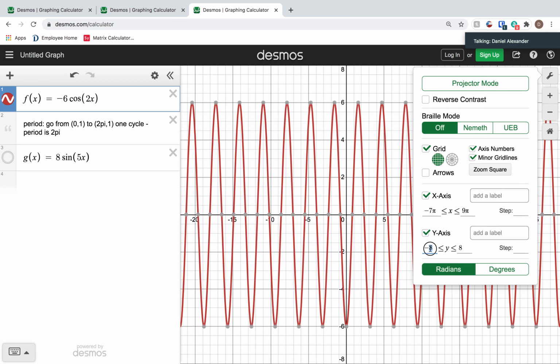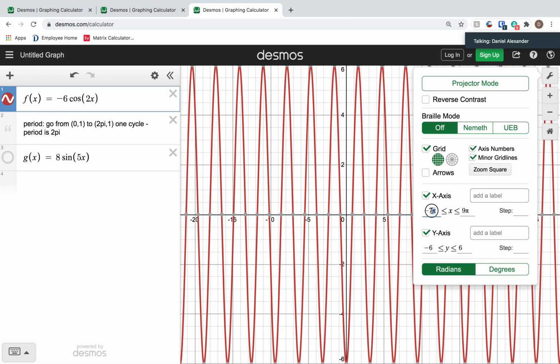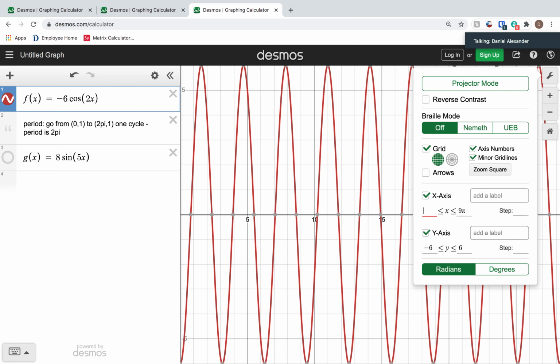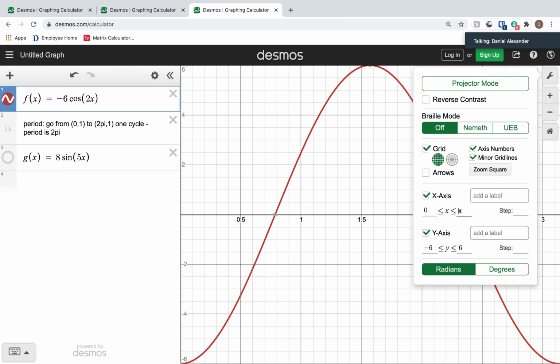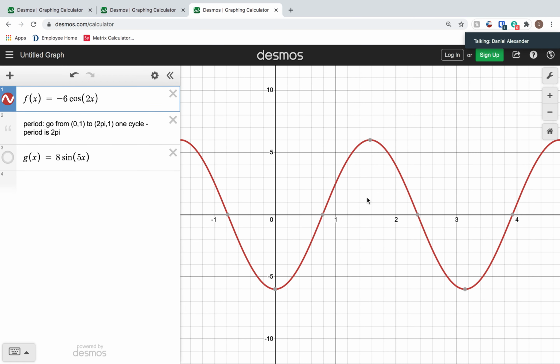We want to go from minus 6 to 6, and I still want to go from one cycle, so I want to go from 0. The period was pi, so let's do that. Then I'll go out just a little bit. And that's the graph. Notice that the low point is 0, minus 6, crosses the axis at pi over 4, 0, just as we said. Goes up to pi over 2, 6, crosses 3 pi over 4, back down to pi over 2, 0.